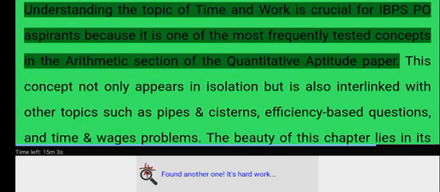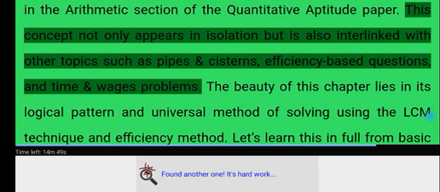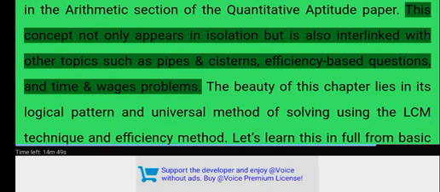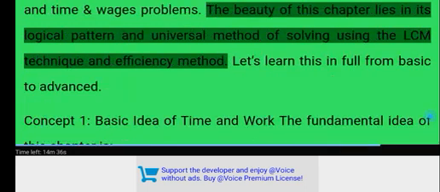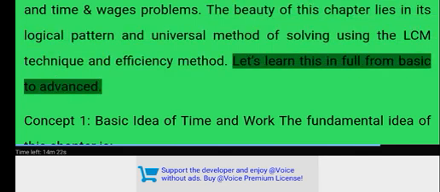Understanding the topic of time and work is crucial for IBPS PO aspirants because it is one of the most frequently tested concepts in the arithmetic section of the quantitative aptitude paper. This concept not only appears in isolation but is also interlinked with other topics such as pipes and cisterns, efficiency-based questions, and time and wages problems. The beauty of this chapter lies in its logical pattern and universal method of solving using the LCM technique and efficiency method. Let's learn this in full from basic to advanced.